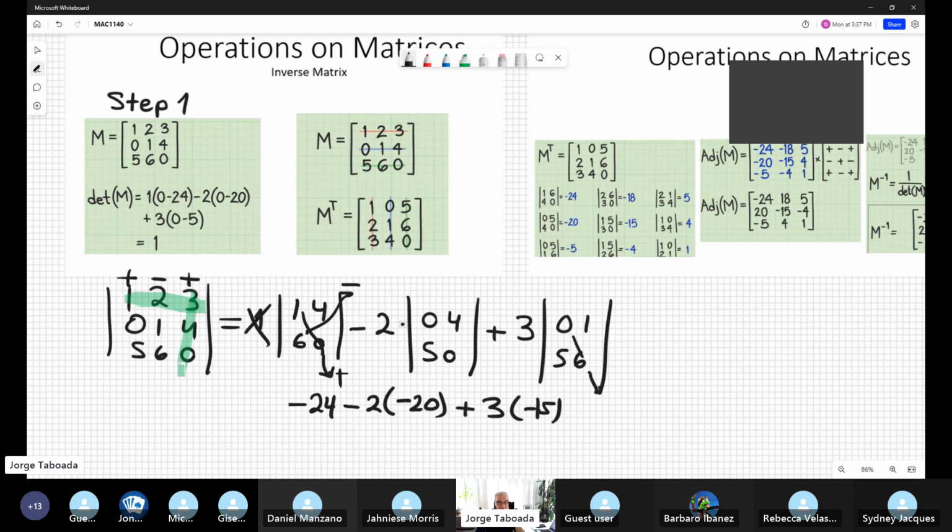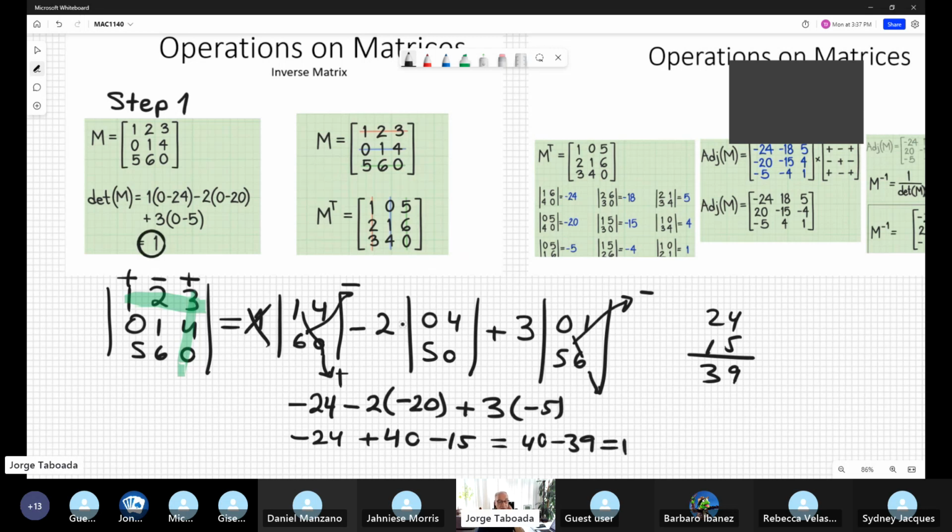No, 5, sorry. 5 times 1 is 5, but it is negative, no? Because you go over, it is negative 5. Entonces we have minus 24 plus 40, minus 15, no? 24 and 15 together is 39, but negative. And 40 minus 39 is 1. Okay, that is the reason that the determinant is 1.